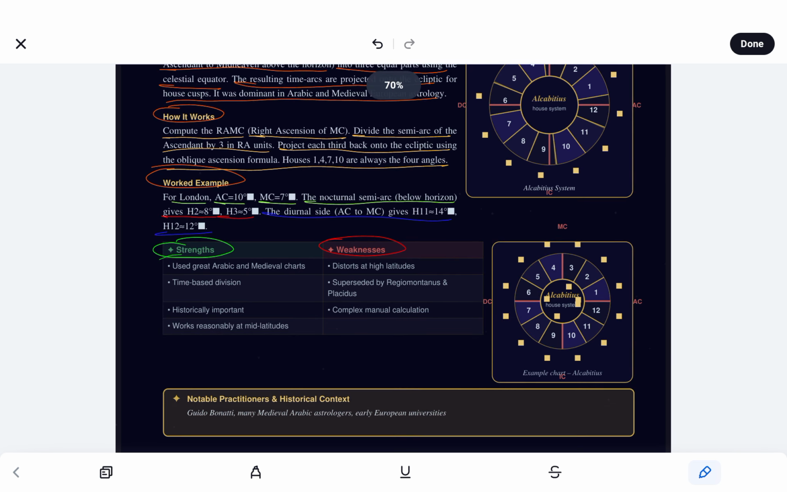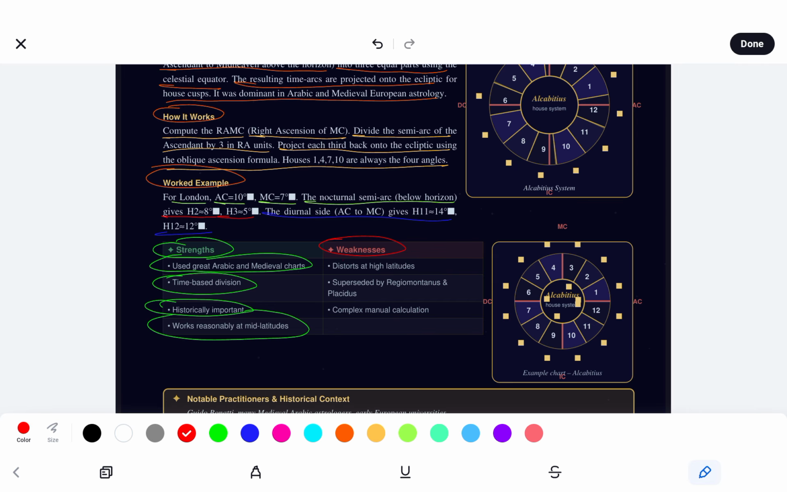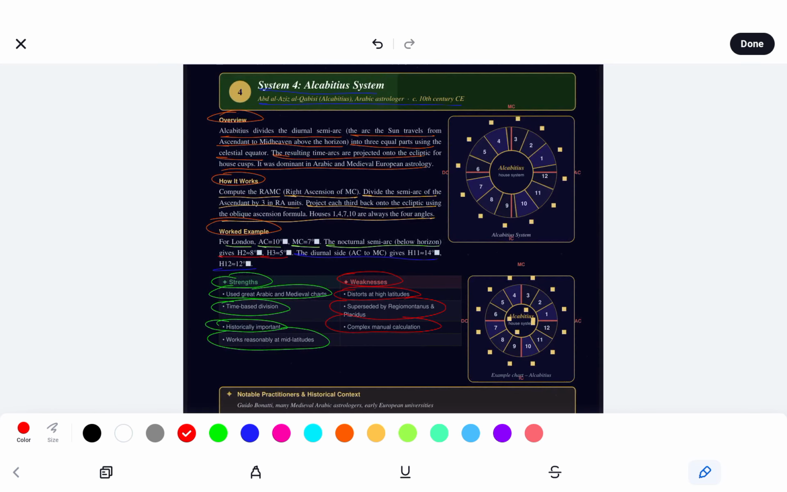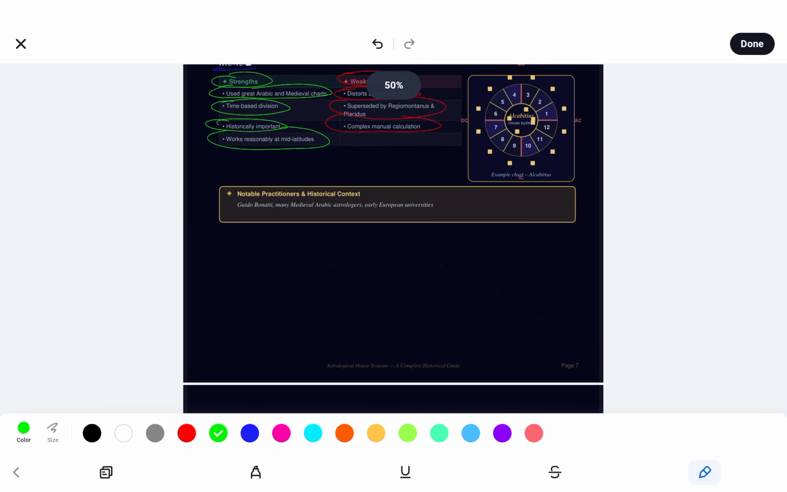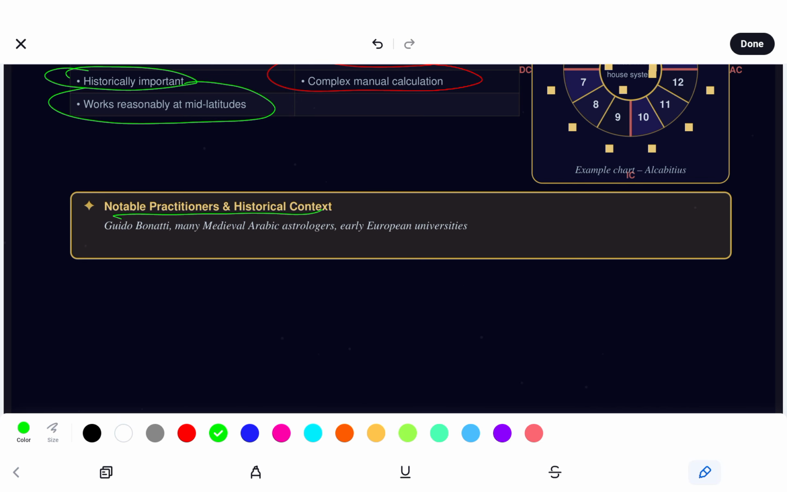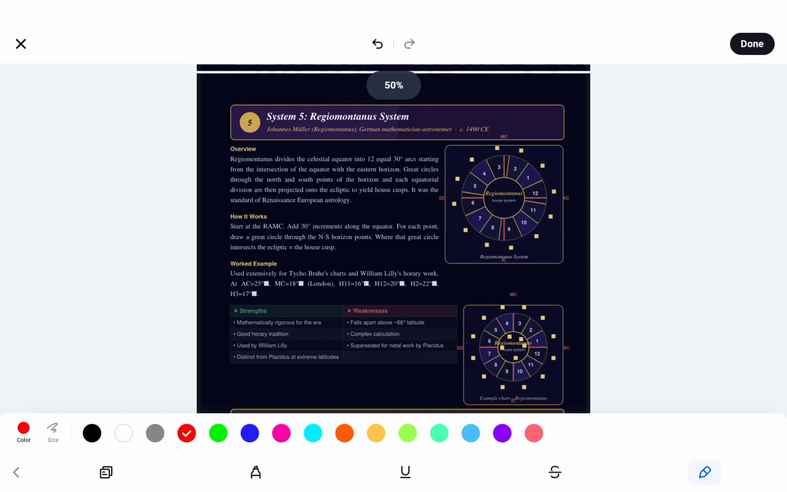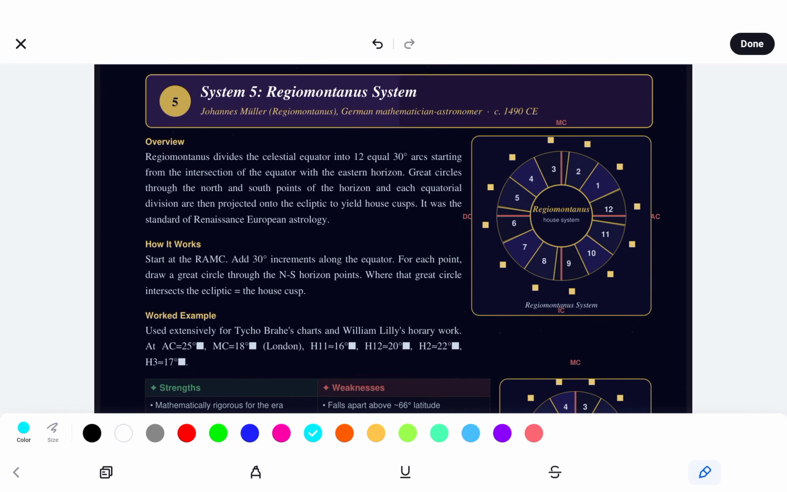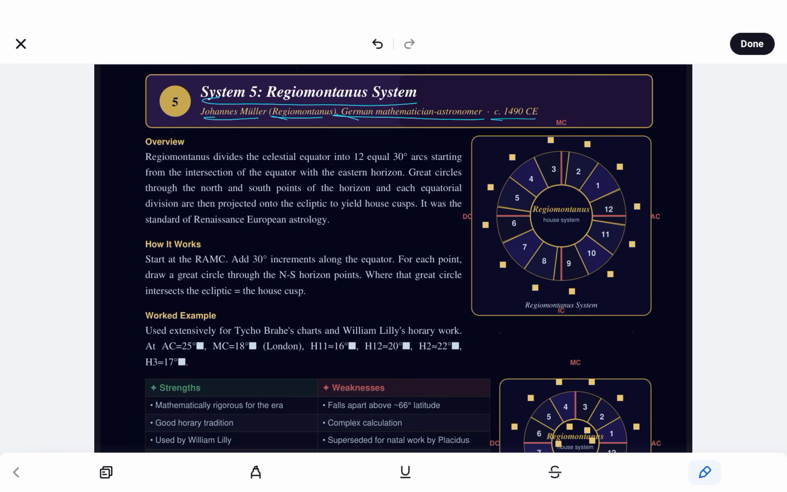So we see the strengths: used in great Arabic and medieval charts, time-based division, historically important, and works reasonably at mid-latitudes. However, it distorts at high latitudes, was superseded by Regiomontanus and Placidus, and involves complex manual calculation. Notable practitioners in historical context: Guido Bonatti, medieval Arabic astrologers, and early European universities. Here is the Regiomontanus system. Johannes Müller, German mathematician, astronomer.